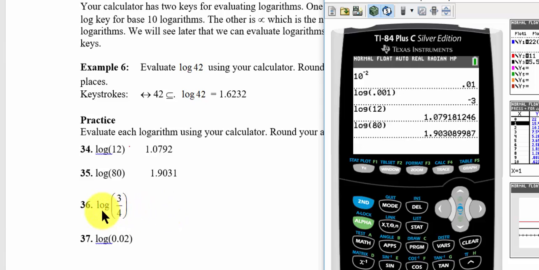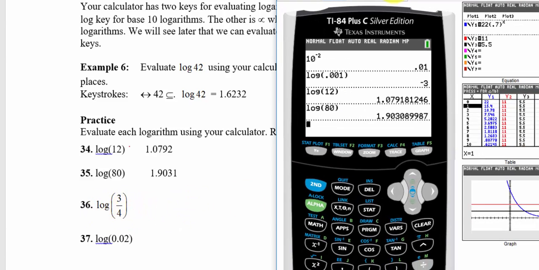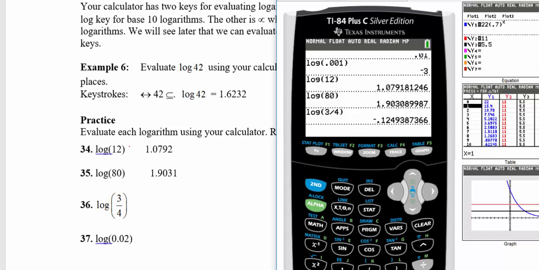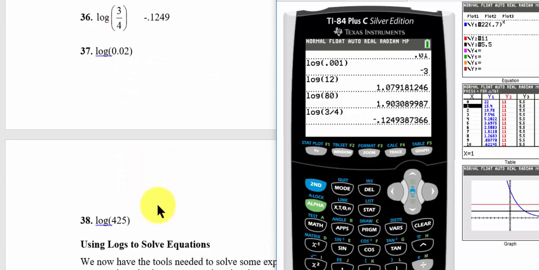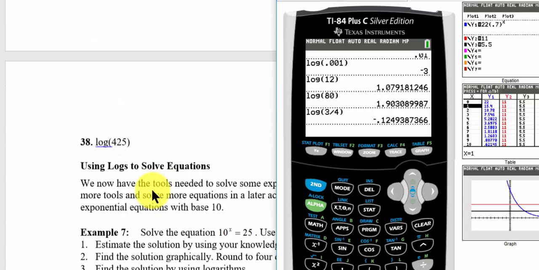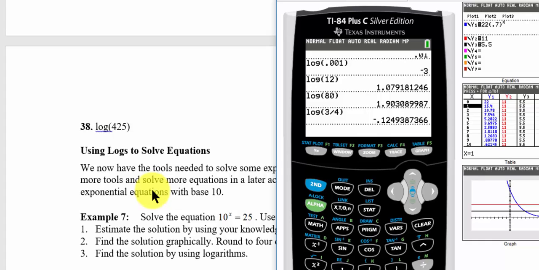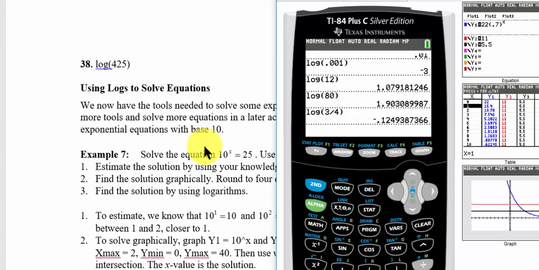Maybe 36 would be tricky because there's a fraction. So you type in log, and then I would just write 3 divided by 4 and press enter. You could also put in 0.75, and you get negative 0.1249. As you can see, there's really not much to do for these problems. So we'll move on. In fact, I think I want to stop here, and then I'll post another video to finish up this section 3.7.